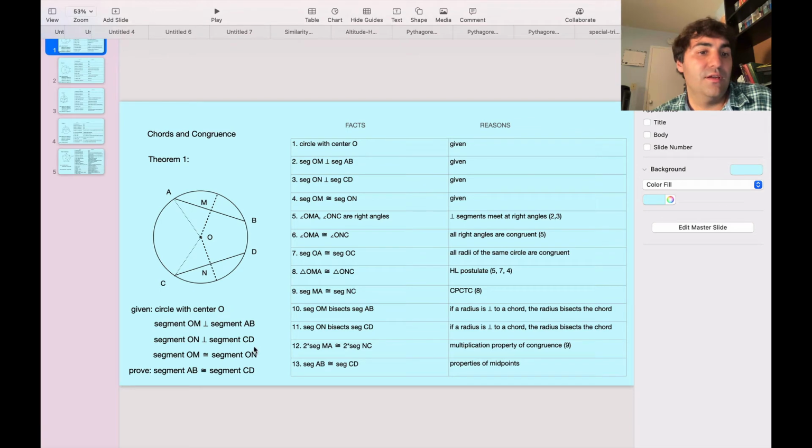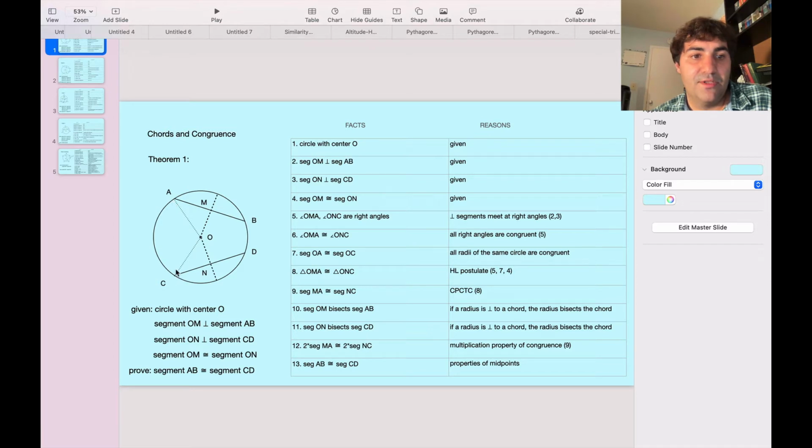So what we're proving here is if two chords in a circle are equidistant from the center, then those two chords are going to be congruent. So I write down what I know. And I know the perpendicular segments meet at right angles, right, from what we have in 2 and 3. So angle OMA and angle ONC, they're both right angles, and therefore they're congruent because all right angles are congruent.